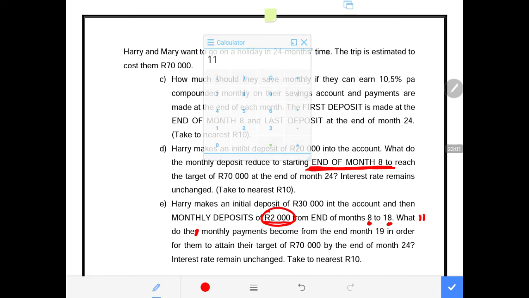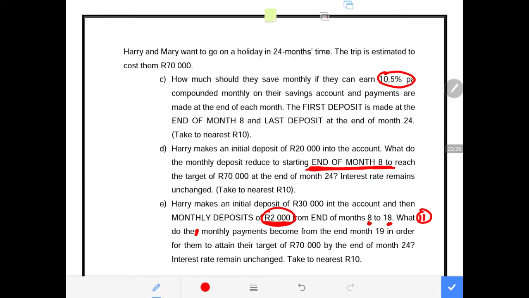The minute the same amount is paid at the same time interval, which in this case is monthly, at the same interest rate, that becomes an annuity. And when the annuity stops, meaning after 11 months, we need to calculate the future value of the annuity. Then that annuity future value earns interest up until the end of the period, which is month 24.